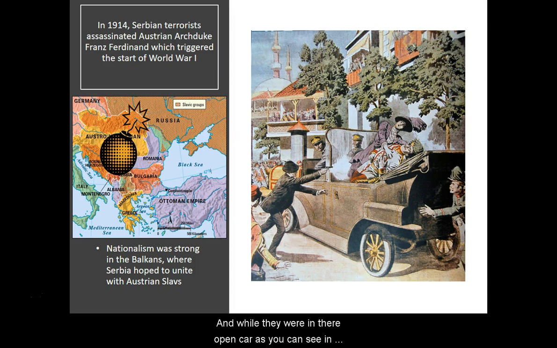And while they were in their open car, as you can see in the artist's rendering, this gentleman jumps out of the crowd and he's a member of this Serbian terrorist organization called the Black Hand, and he throws a bomb at their car. The bomb bounces off the car and lands under the next car in the motorcade, which is like a group of cars that are going to the same place. So the car with the Archduke in it, they speed away and they get to the town hall.